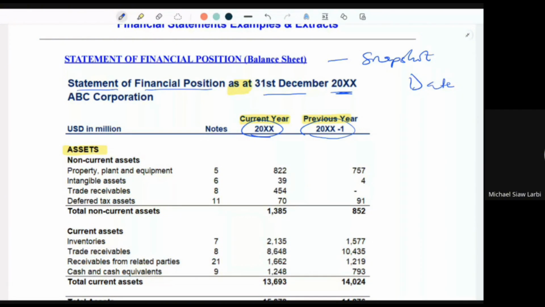Third thing to check is the currency. So this is in USD in million. It means when I see 822 here, I should read as $822 million, not $822. So always check the currency. Some might say USD in thousands. Always check what they will tell you in advance, clearly stated at the top. It's your job to find out, is it millions of dollars, thousands of dollars, millions of cedis, millions of pounds, whatever, the currency will be stated clearly.